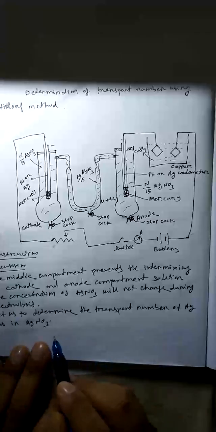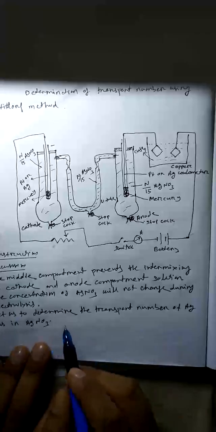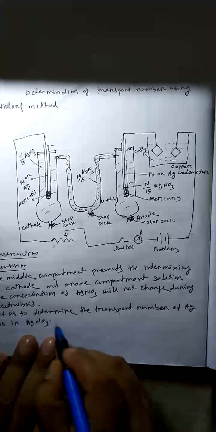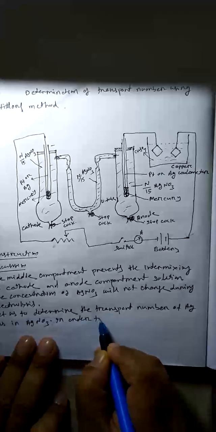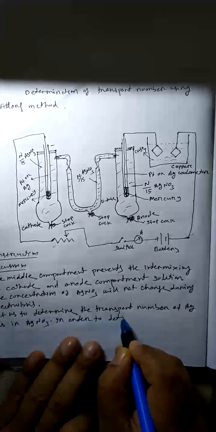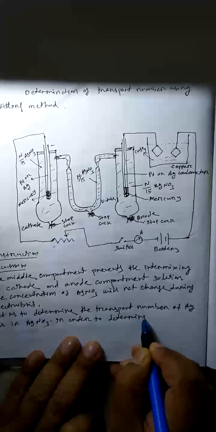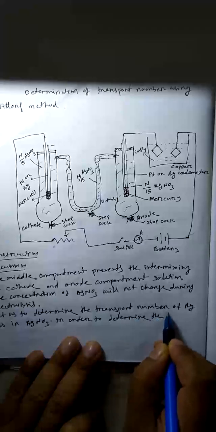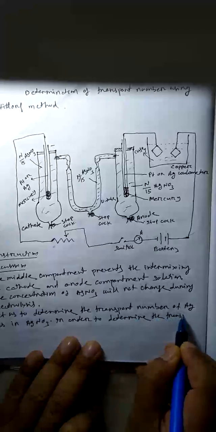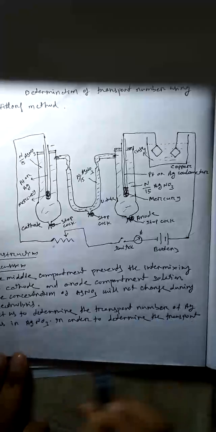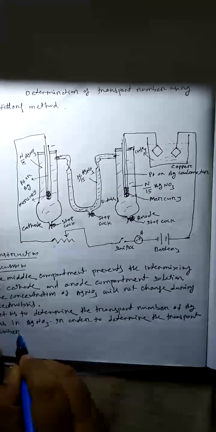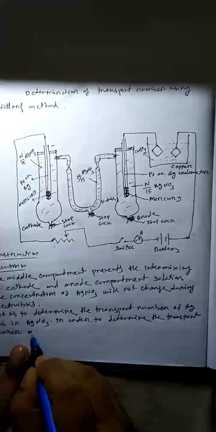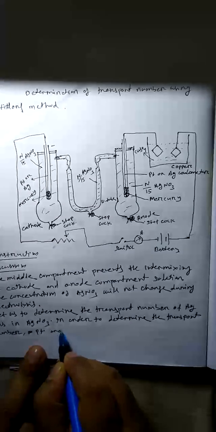So in order to determine the transport number, we use the platinum and silver electrode.